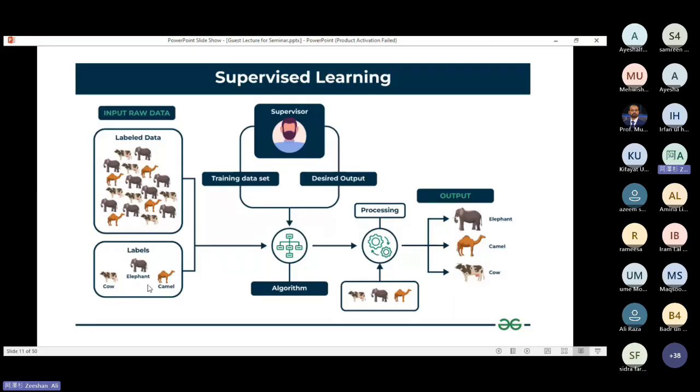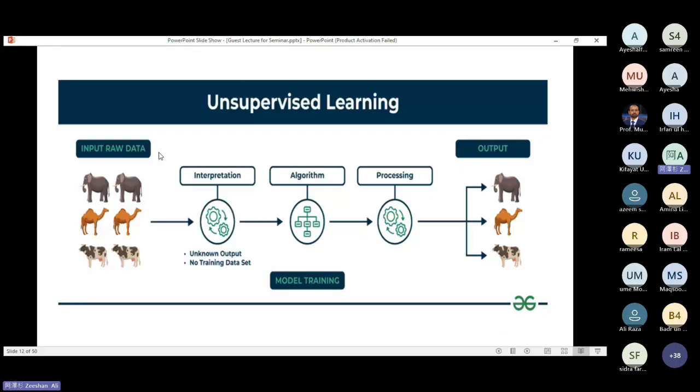For example, this one. Input raw data. We have three different types of animals without labels. It is called unsupervised. We feed it into an algorithm for processing. So in the output, by using some algorithm, we can match the original picture with another picture to see this is an animal, this is an elephant, this is a cow.